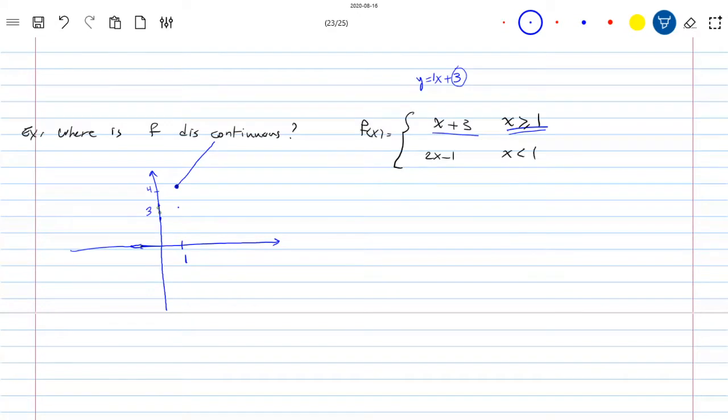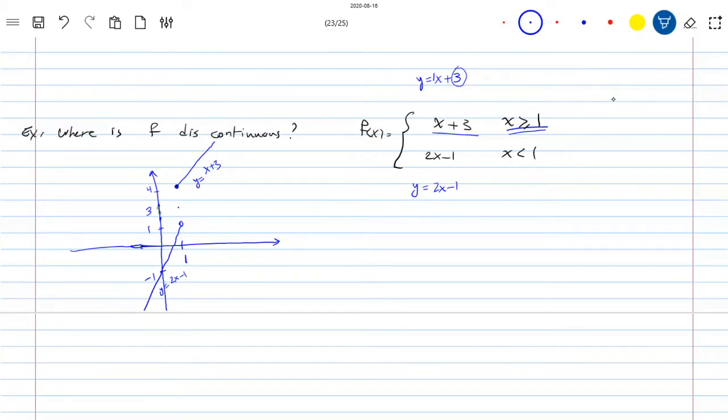And 2x minus 1 is another linear equation. Slope is 2, y-intercept is -1, so I have -1 as the y-intercept, and slope 2. So move up 2 units, 1 unit to the right. So this would be 1. And this would be the other line. So this is x plus 3, this is 2x minus 1. y equal to x plus 3, y equal to 2x minus 1.